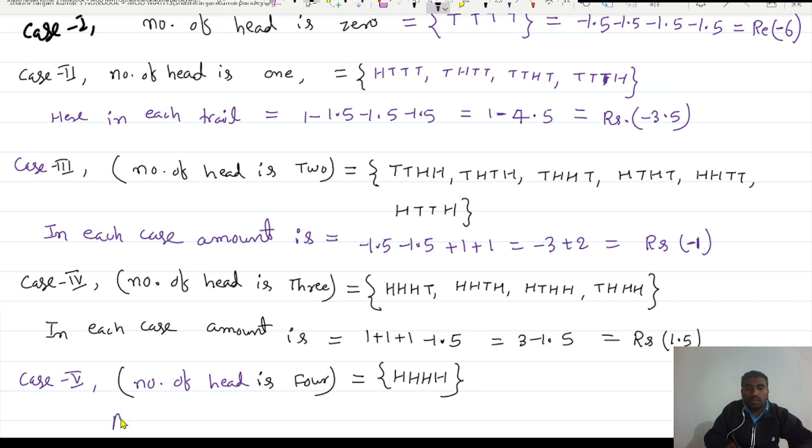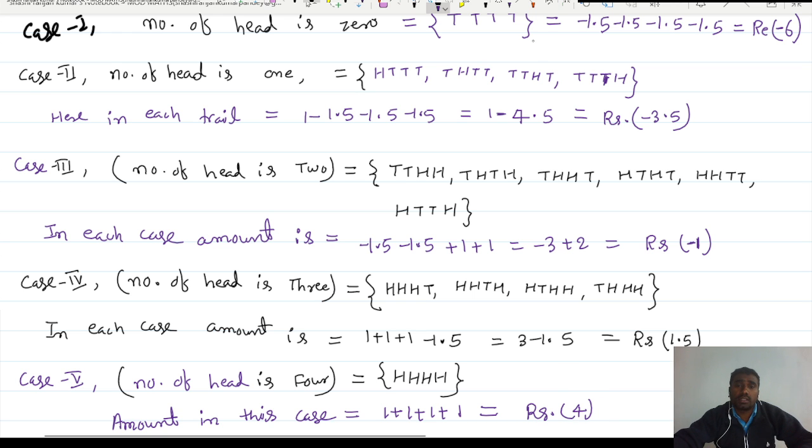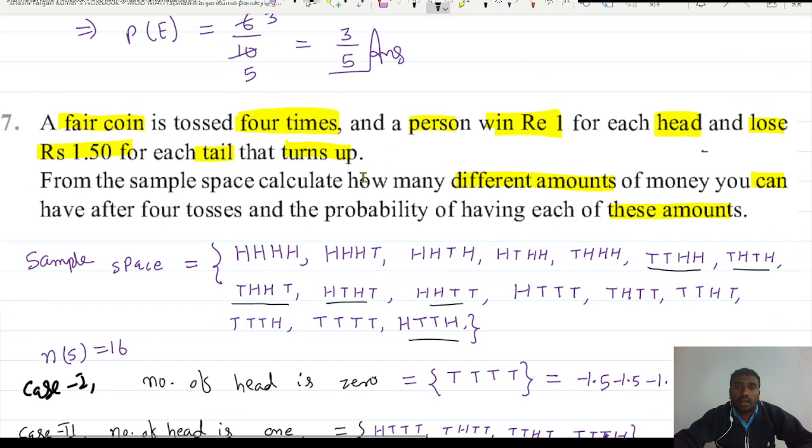So what can be the amount here? That is 1 rupee plus 1 rupee plus 1 rupee plus 1 rupee, because when you are getting head you will get 1 rupee. So here total 4 rupees. So in this case, what amount are we getting? 4 rupees. Okay. So these are the situations. So the question is firstly asking about how many different samples are calculated in the different amounts.